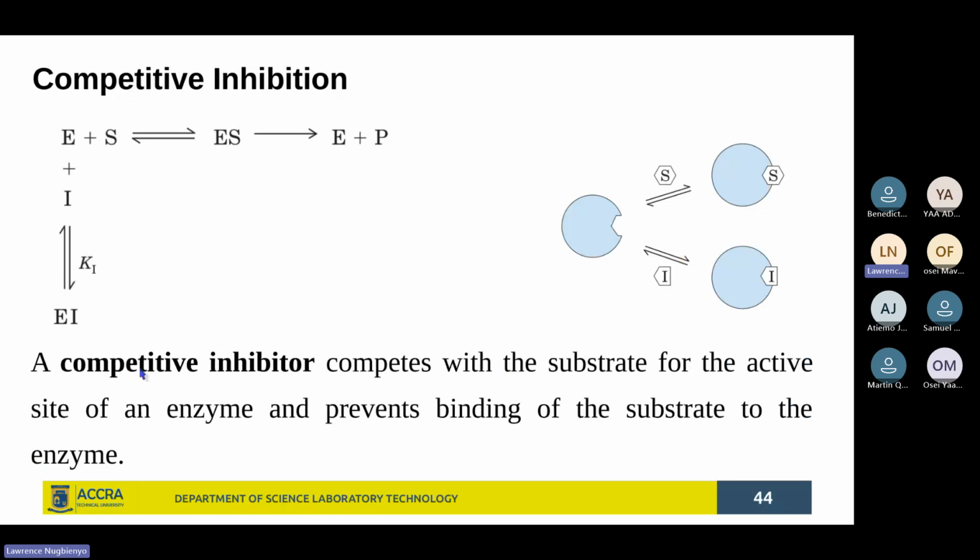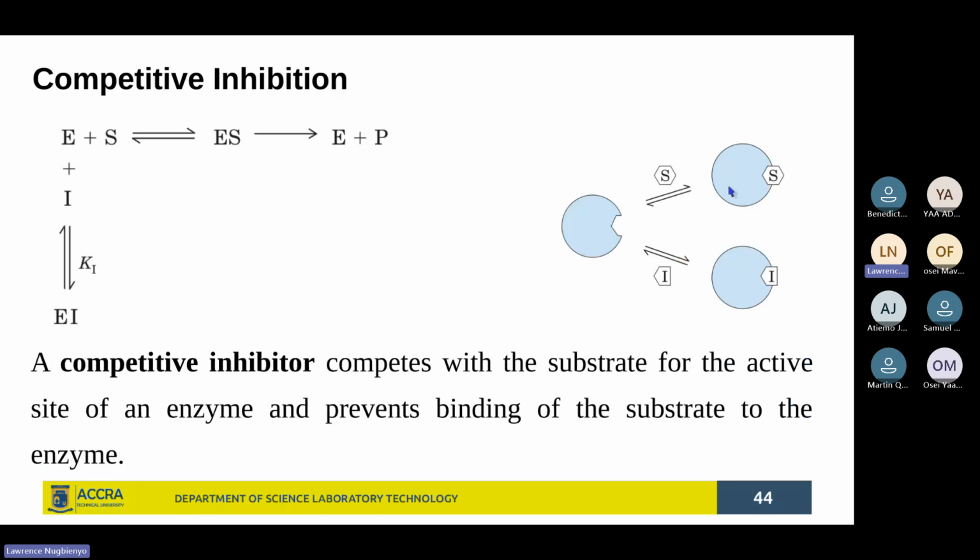Competitive inhibition, from the name, only means that a substance which is an inhibitor competes with a substrate. Then what is it competing for? It is competing for the active center of the enzyme. So we see it being depicted here.